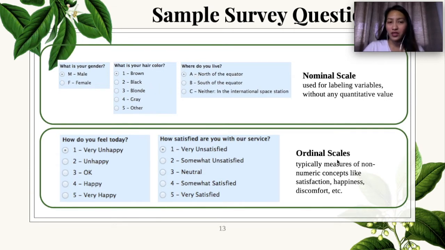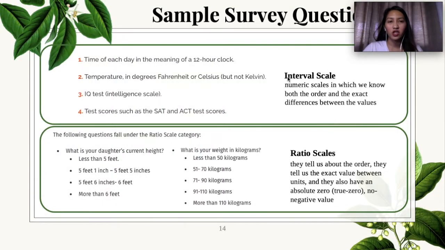Meron din namang ordinal scales. Ayan, how do you feel today? Very unhappy, unhappy, okay, happy, very happy. How satisfied? So, meron ding interval scale. Ito yung time of each day, temperature, IQ test, test scores, at meron din palang ratio scales. May difference sila. Pero ang ginamit sa ating module ay interval lamang.